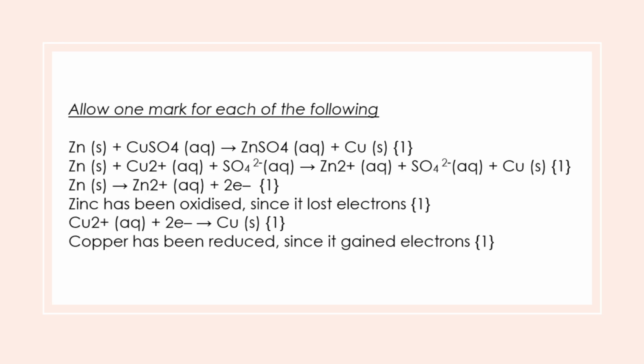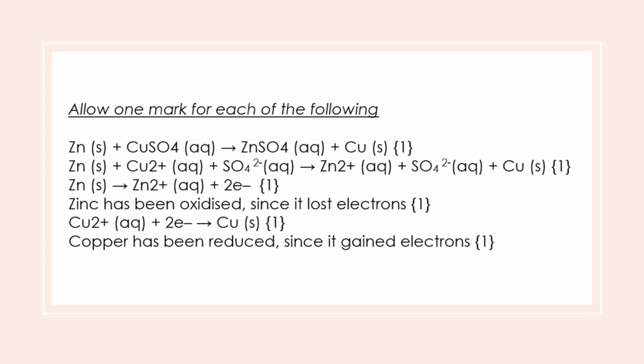Let's go through these corrections. Award yourself 1 mark for each of the following sentences. The first thing we will start off with is a balanced equation. So you can see over here that zinc plus copper sulfate gives you zinc sulfate plus copper. Then you can write the ionic equation. So zinc plus copper ions plus sulfate ions gives you zinc ions plus sulfate ions plus copper.